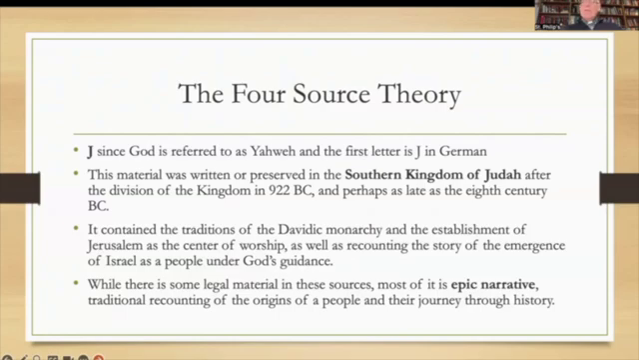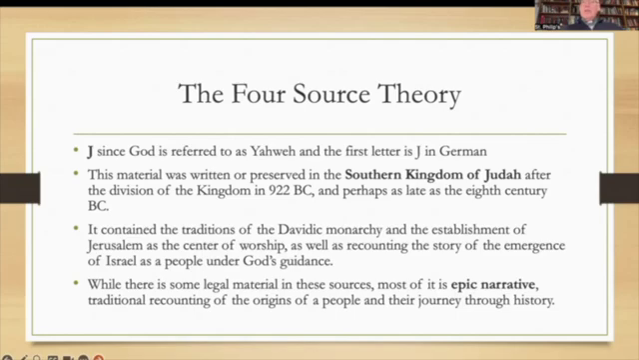The first of these sources was called J. J, because God is referred to as Yahweh, and in German, the first letter of Yahweh is J, not Y, so that's why it's J. We get the word Jehovah from that. And so the theory was that this writer was writing in the southern kingdom of Judah after the division of the kingdom in 922 BCE, perhaps as late as the 8th century.